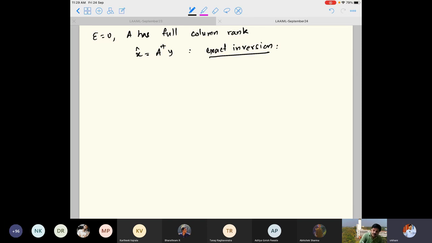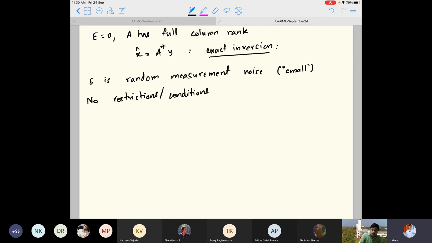In that case, epsilon is random but small. Epsilon is random measurement noise. Typically it is small, and there are no restrictions or conditions on the matrix A. Then this particular problem of estimation or inversion we will call approximate inversion. So in this case we will go for approximate inversion, and this approximate inversion is what we want to do.